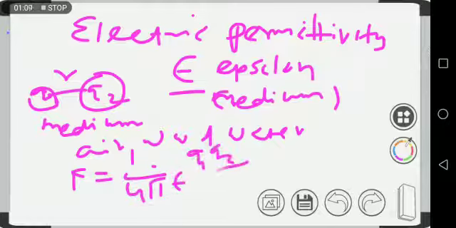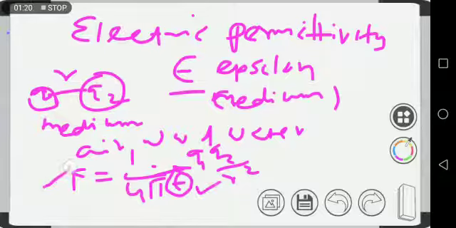upon r square. This epsilon here you can see is affecting this force as an inverse proportion, meaning if epsilon's value is less, the force will be more, and if epsilon's value is more, the force will be less. So epsilon or permittivity is a property of a medium which affects the amount of force, the magnitude of force between two charges, and hence it has a different value for different media.